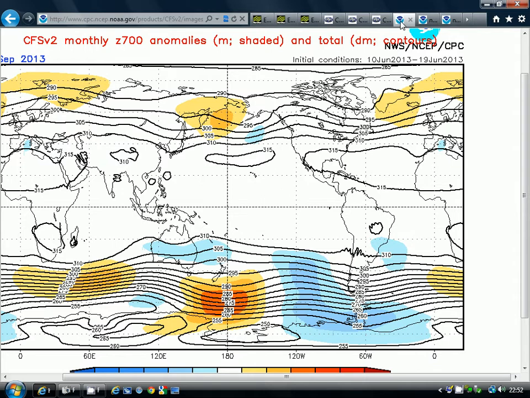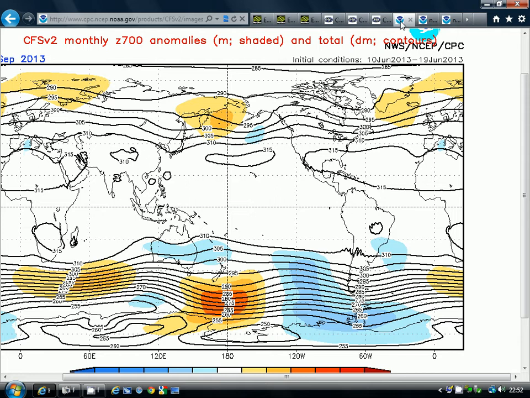Next model we're going to look at is the CFS version 2 model. Not quite sure why it's CFS version 2, because it's the only CFS seasonal model going from the CFS range at the moment. The CFS version 1 was pensioned off last year.